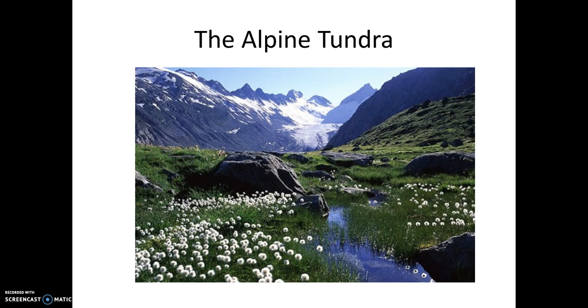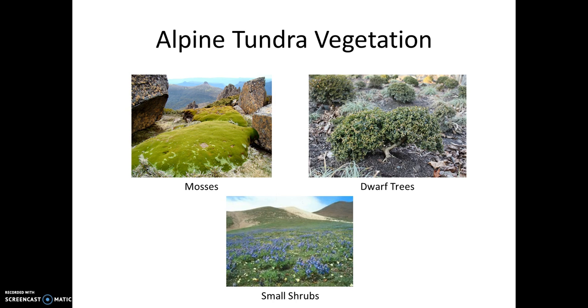So the alpine tundra, here's a picture of that. It's located in mountains throughout the world at high altitudes. So that's the important thing, high altitudes. And it also has cold desert-like conditions, although it's generally not as cold as the Arctic tundra. So alpine tundra vegetation includes mosses, dwarf trees, and small shrubs, again very similar to the vegetation that's found in the Arctic tundra.